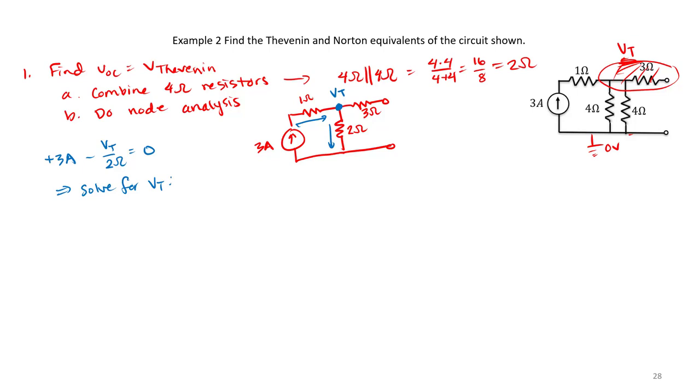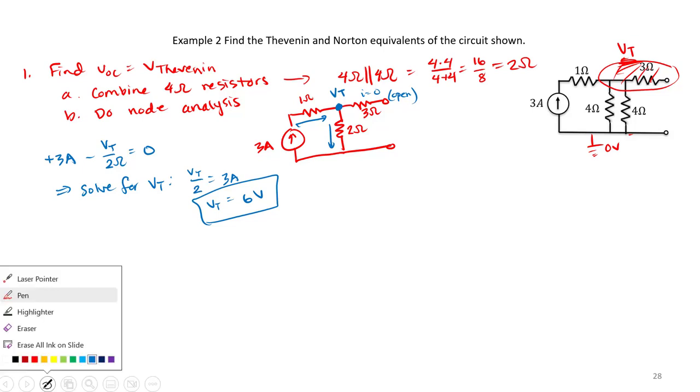Remember, there is no current going through this 3 ohm resistor because it's open. So if I solve for VT, I determine that in this case, VT over 2 is equal to 3 amps. Thevenin voltage VT, that's just going to be 6 volts. Well, that's not so bad.